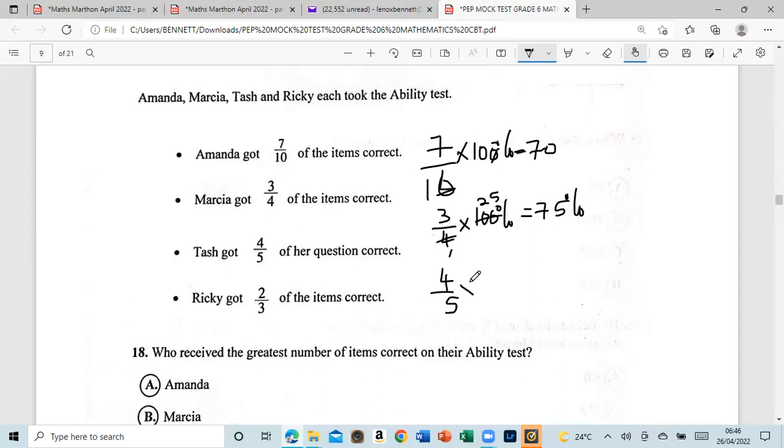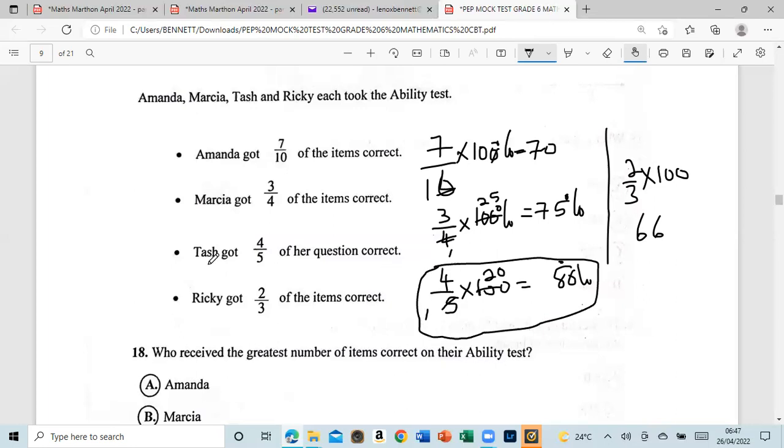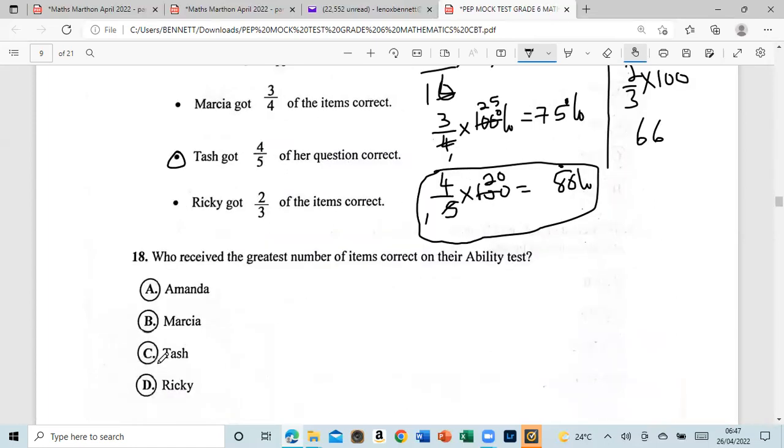Let's go. 4/5. All right, so 5 into 100 is 20, and 4 times that is 80%. And now for the last one, 2/3 times 100%. And now we know what this is about, right? 200 divided by 3, that's 66. So we see that the highest mark would be 4 out of 5, and that would be Tash. So Tash would be the person who got the most correct answers. So Tash would be the correct answer.